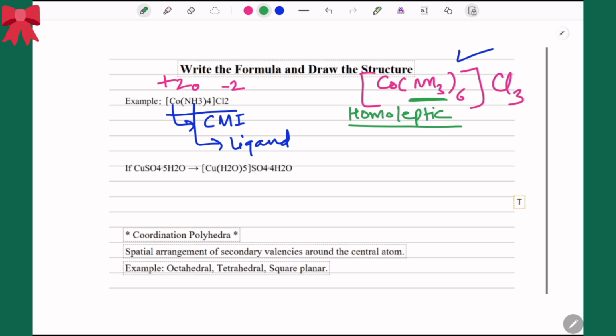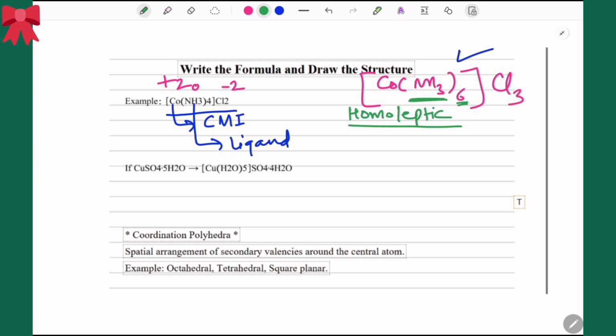So what is homoleptic? That means only one type of ligand is present inside the coordination entity, whereas if you have different types of ligands in the square bracket, that will be called a heteroleptic complex. So let's go to the nomenclature now.